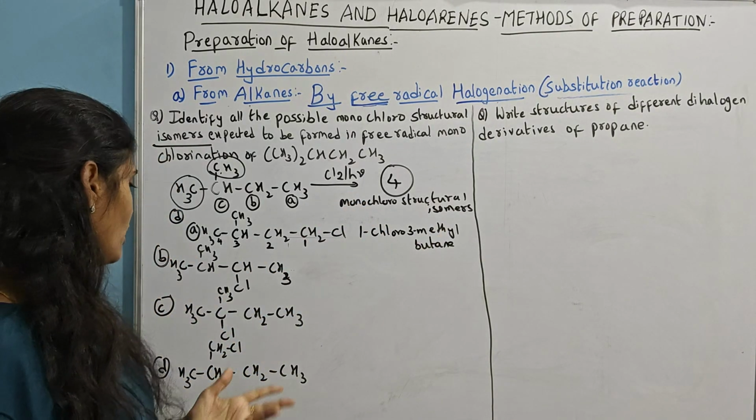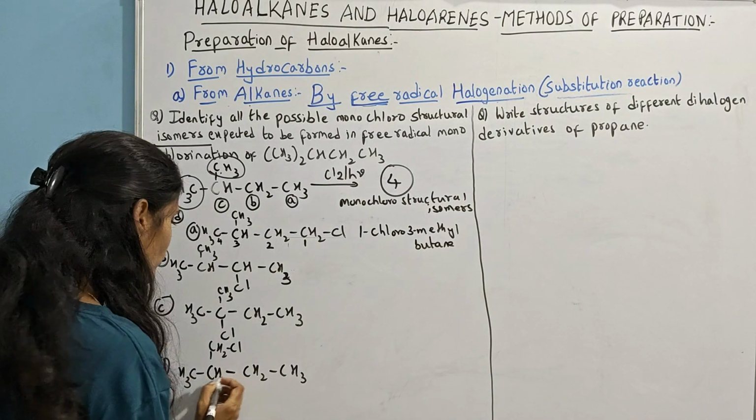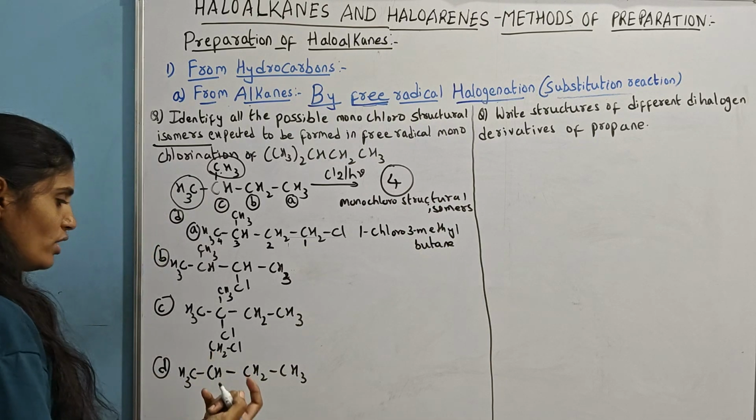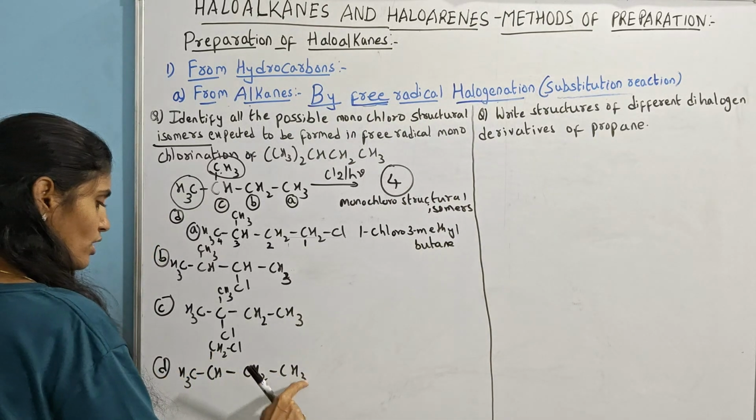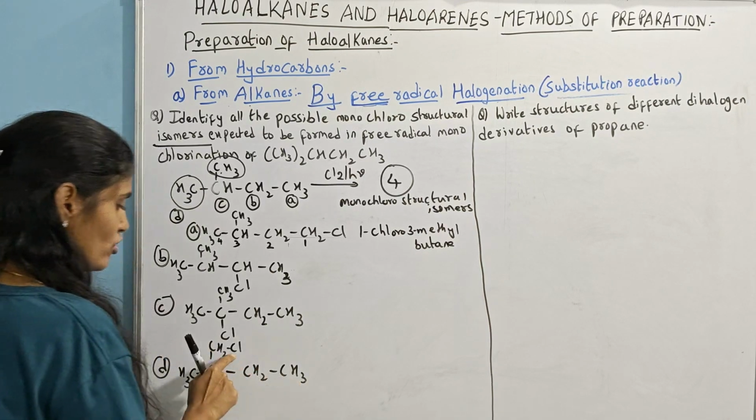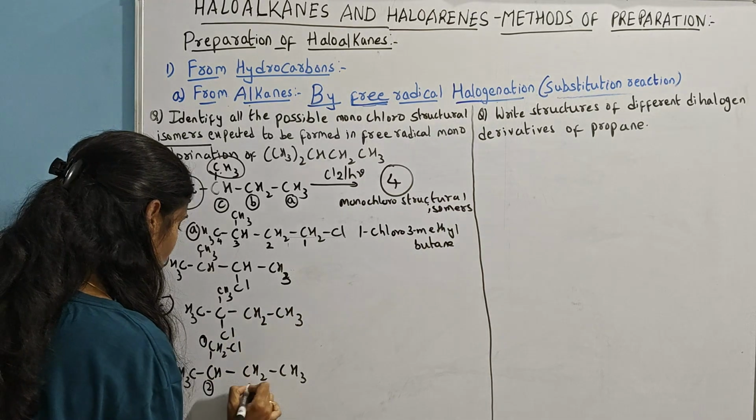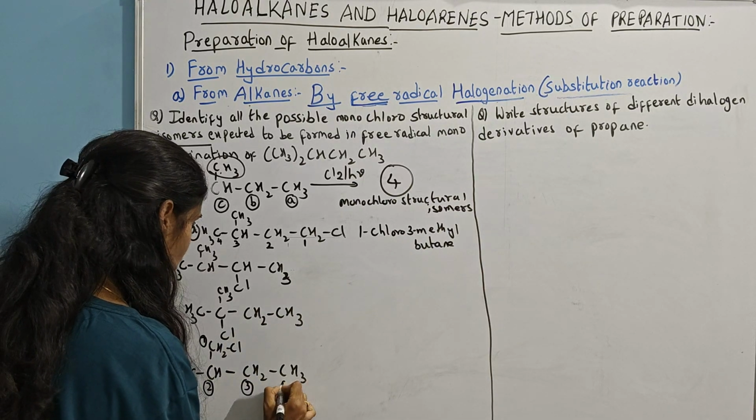Okay, other names you can try, because you people know the naming very well. I'll do the 4th one. Here, if I want to take the longest chain, this is my longest chain and this is also my longest chain. But I'll prefer taking this as my longest chain because this carbon has a substituent. So I'll write from here 1, 2, 3, 4.